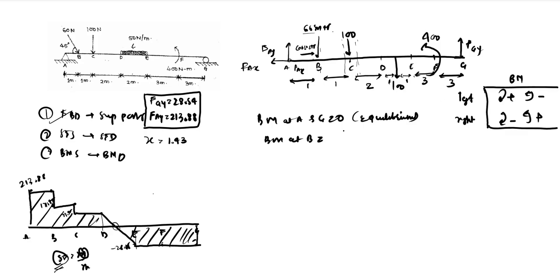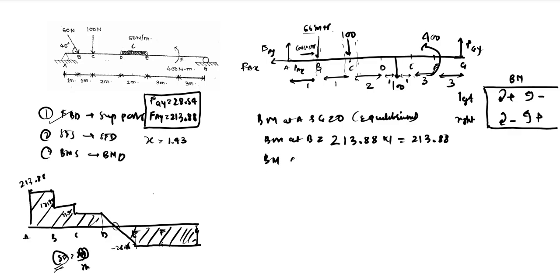Then you can say that the bending moment at B is nothing but the reaction force at A, which is FAY, into 1. So let us say you have crossed the beam somewhere here at B. So on the left side, the clockwise will become positive, and it is a clockwise movement. So we have FAY into 1, which is 213.88 into 1 as the clockwise movement, which is 213.88.